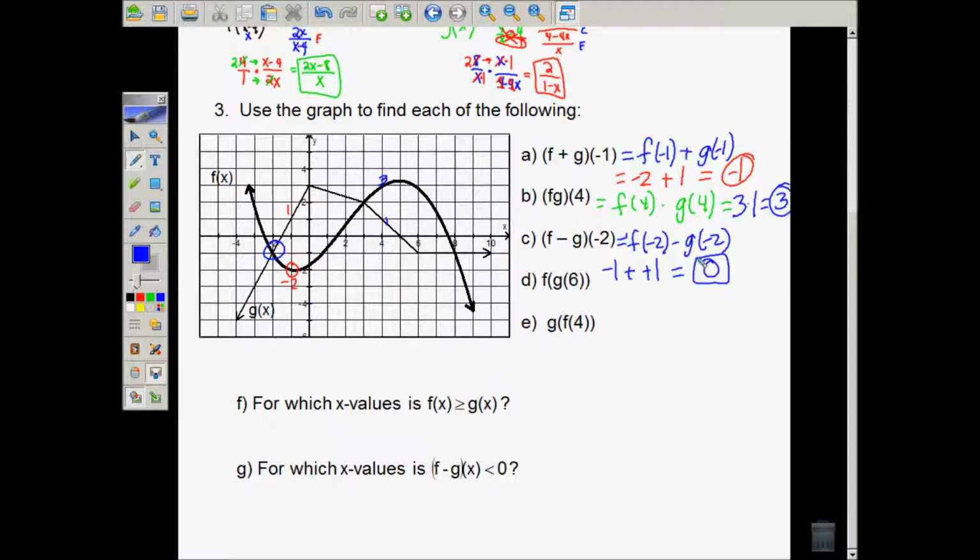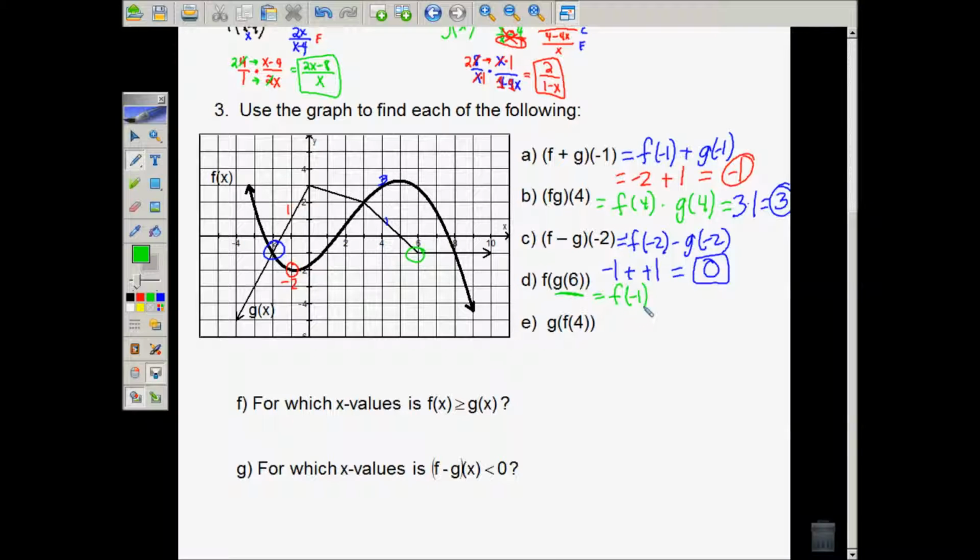All right, so let's look at D. Just like anything else, you always do the inside first. So what's my inside? g of 6. So before I do anything, I need to find out what g of 6 is. So what is g of 6? Negative 1. So I go here and g of 6 is negative 1. So now I worry about the f outside. So it's f of negative 1.